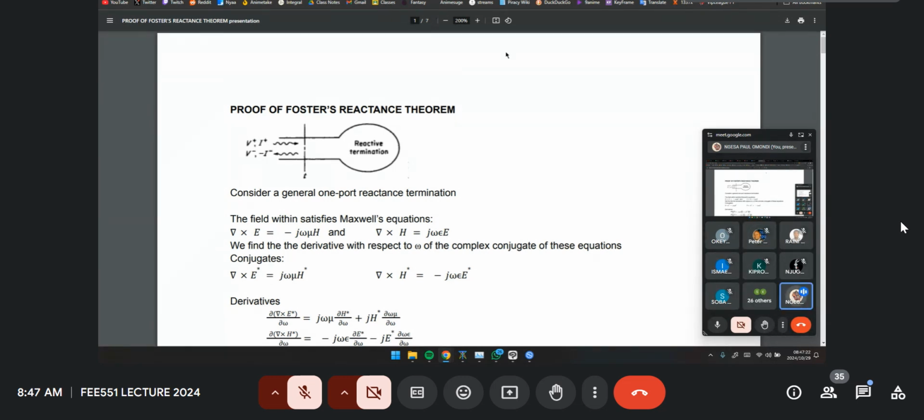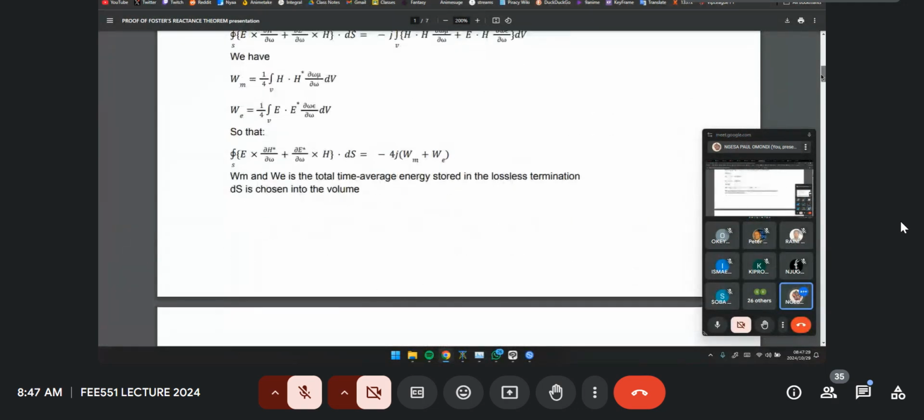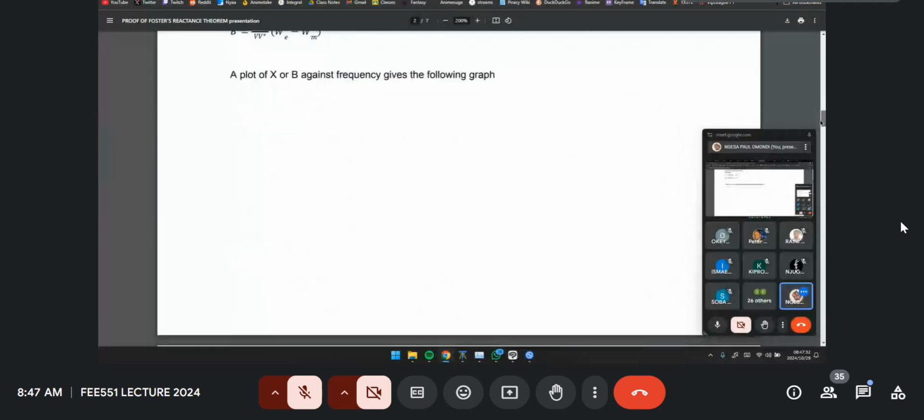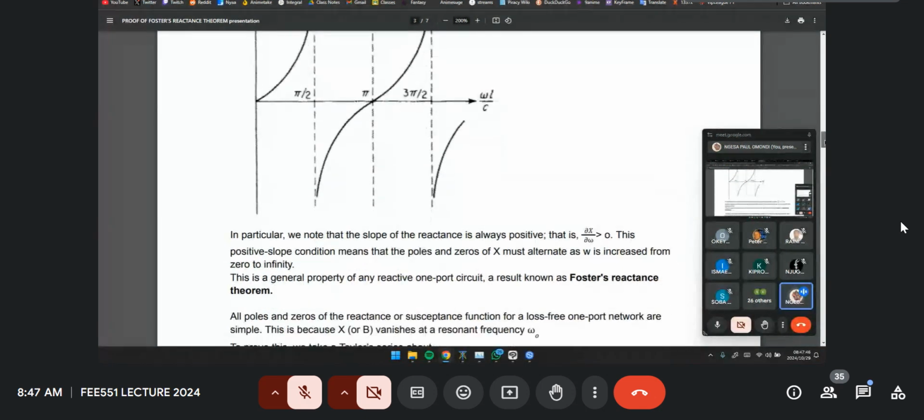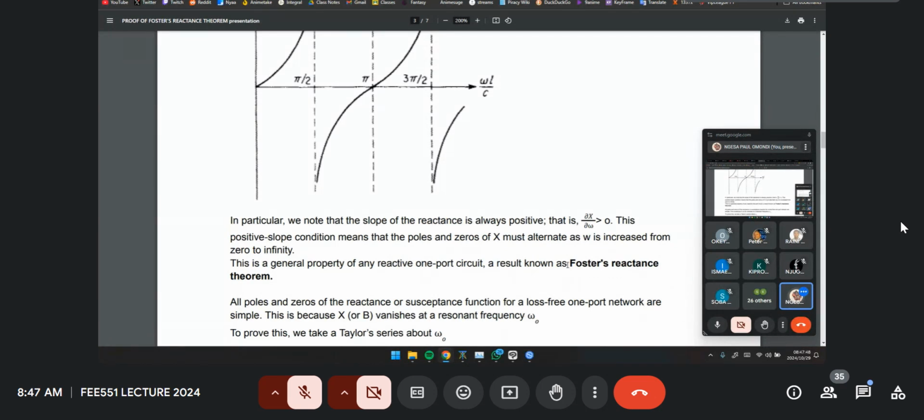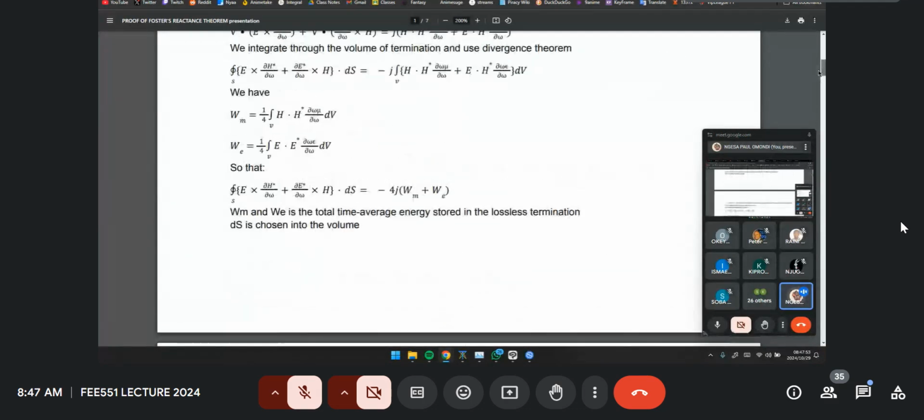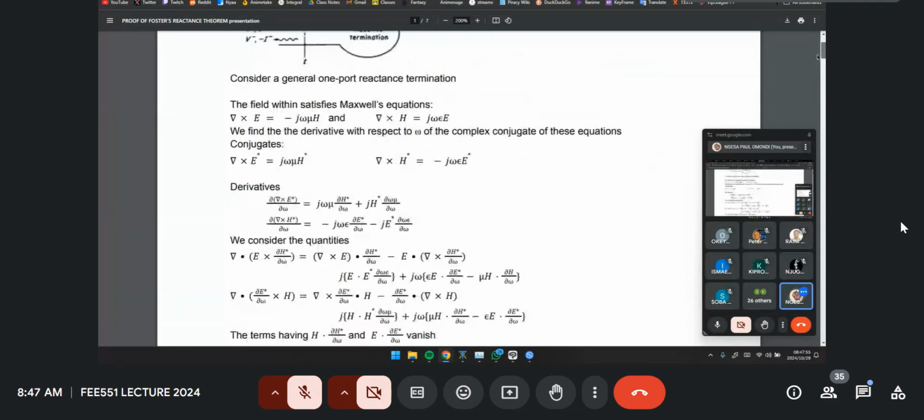Okay, my presentation is on force attractance theorem. This is the presentation I've prepared. I should start first by explaining what force attractance theorem is. Basically, it is the description of the susceptance and the admittance with regards to frequency, whereby we can say that it increases monotonically with frequency. The presentation here is focused on how we can prove this fact.